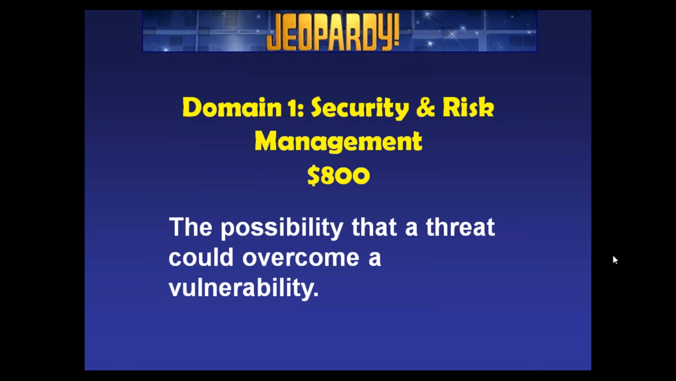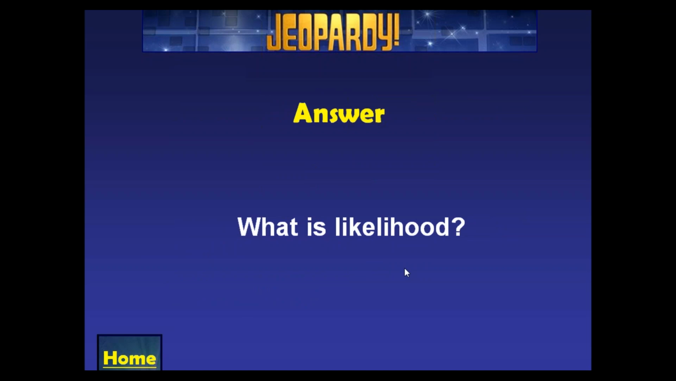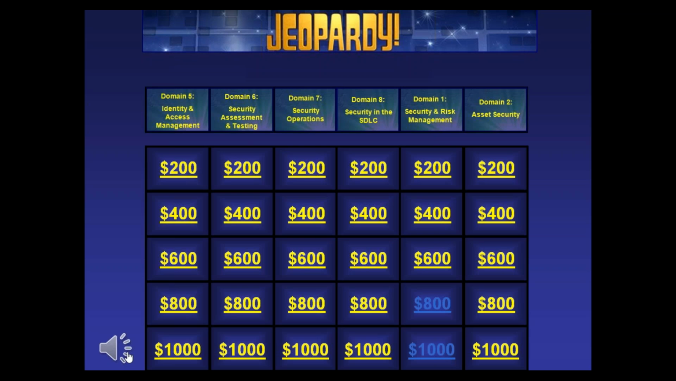I have an incorrect response. This is the possibility that a threat could overcome a vulnerability. And we're thinking about our four. All right, I have something here. I have a correct response from someone. It only says waiting for name. I'm not sure who this is, but the correct response is likelihood. That's James. That's Jay, okay.